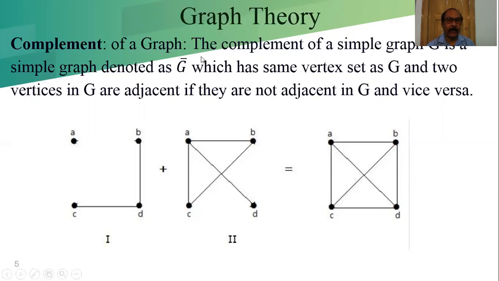Now see again and verify the definition. The complement of a simple graph G is a simple graph denoted G bar, which has the same vertex set as G, and two vertices in G bar are adjacent if they are not adjacent in G. This is the complement of this. If it is G, then it is G bar. Combining this, we get a complete graph.